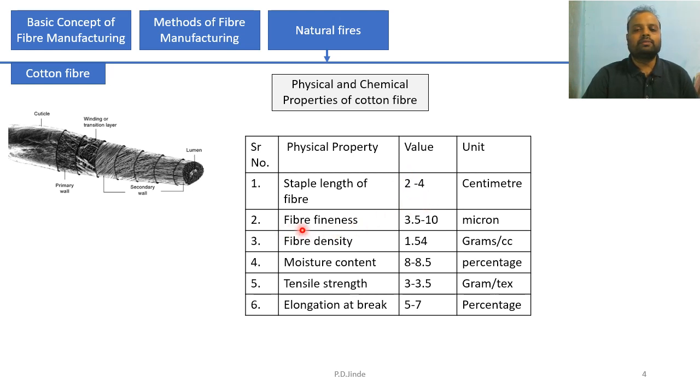Similarly, the fiber fineness. Generally, fineness of a fiber is measured in denier or in tex or in microgram per inch. You can say micronaire value or sometimes in micron. So here the fiber fineness, that is cotton fineness, is around 3.5 to 10 micron. You can say in other words its diameter. The next important physical property is fiber density. So fiber density is 1.54 gram per cc.